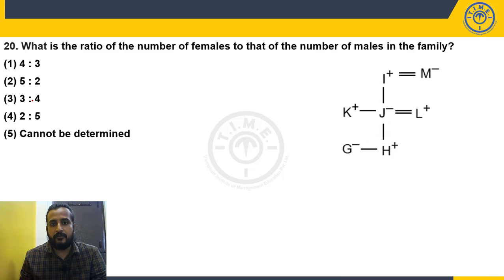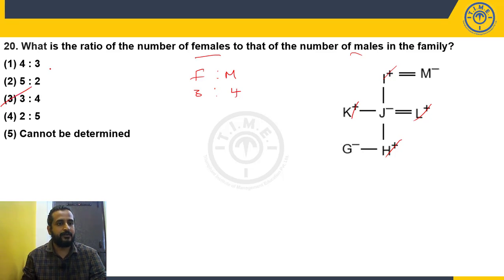What is the ratio of the number of females to males? Female is to male. Be careful. 1, 2, 3, 4 males and 3 females. So 3 is to 4. Choice 3. Fine.